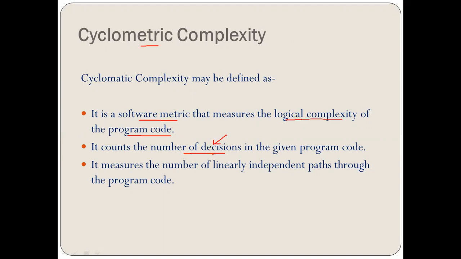Now, this number of decisions in the program code will help you to determine the logical complexity of the program code. Plus, it will make sure that you are analyzing all the independent paths in the program code, which will help you in the testing part, right? Because when you test the code, you have to make sure that you are executing all the independent paths so that there is no chance of error left in the program code.